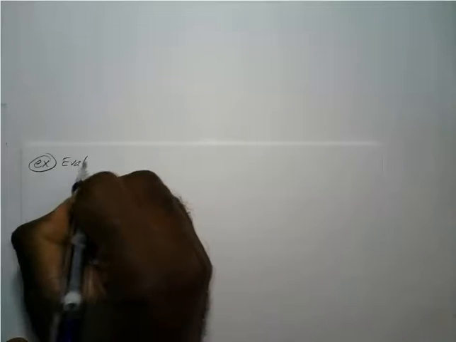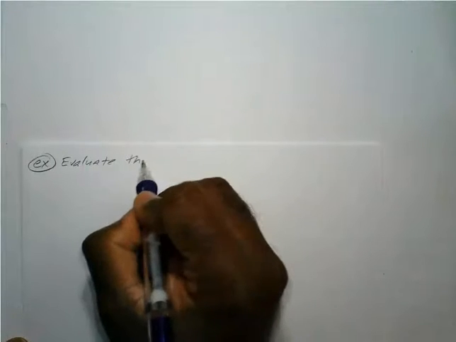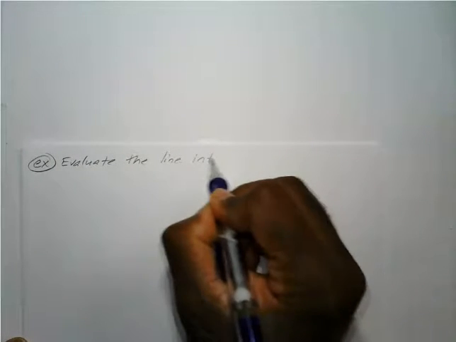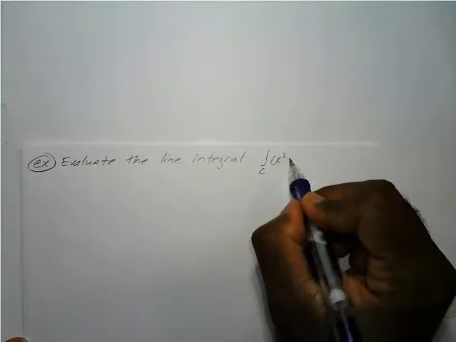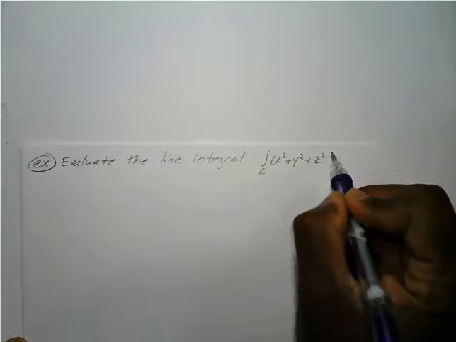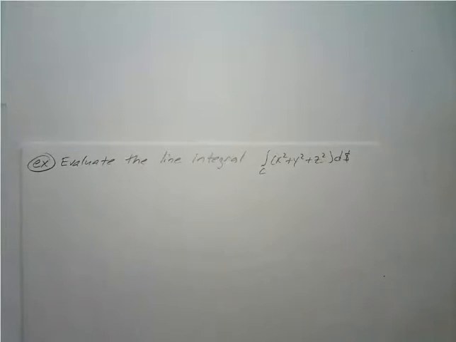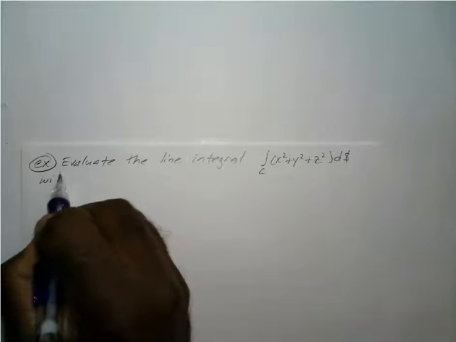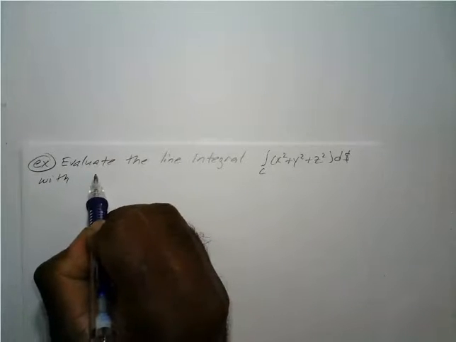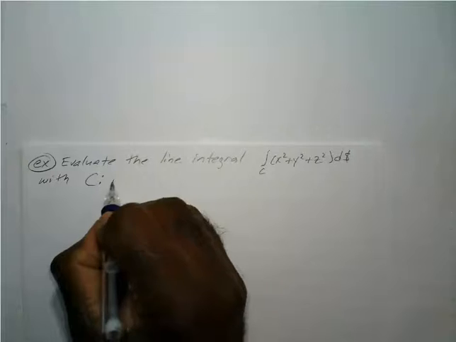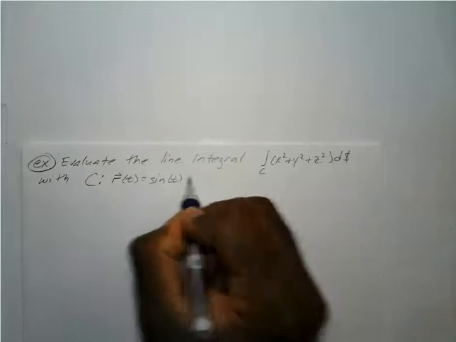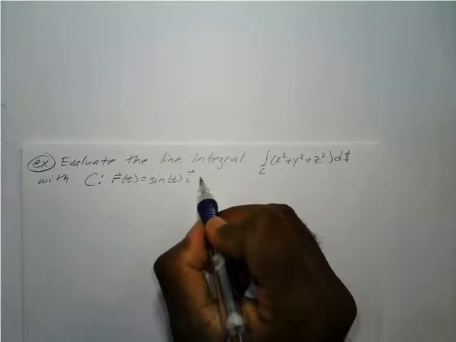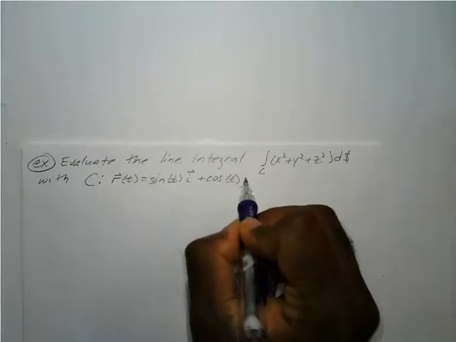Alright, so let's say for this example we wanted to evaluate the line integral. Okay, so if we have x squared plus y squared plus z squared with respect to s, with the curve represented by, say, sine of t times the i unit vector plus cosine of t times the j unit vector.